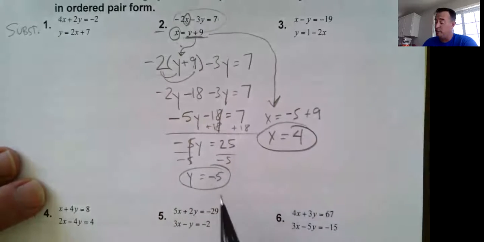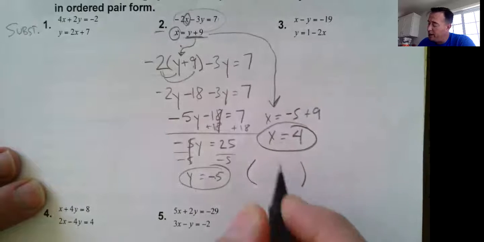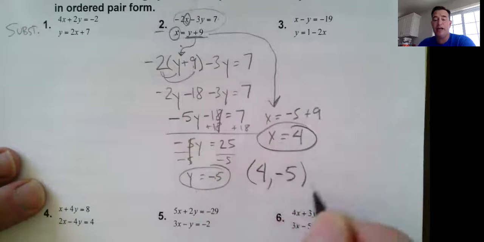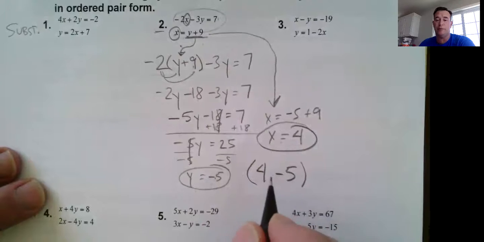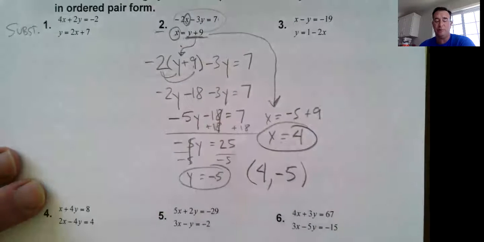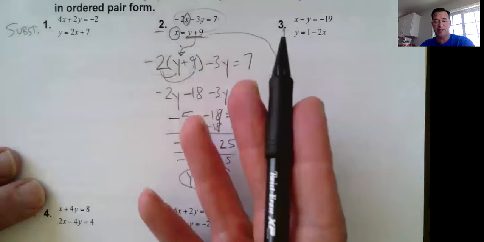Now, you could write your answer like this with just both things circled, or you could write the final answer as an ordered pair with your x value first and your y value second. This then would be the point on the coordinate plane where that line and that line cross, because it's the value that they both have in common, or the solution to that system of equations. So that's the way that you use substitution to solve a system of equations.